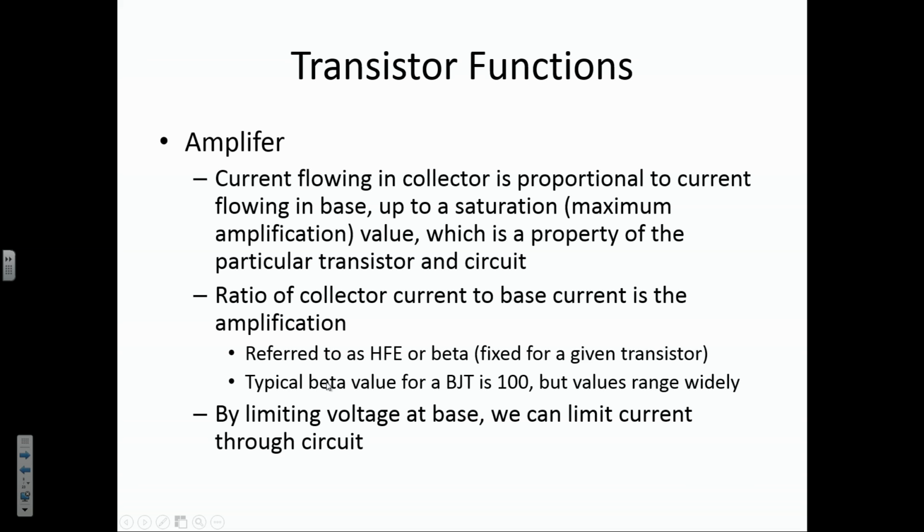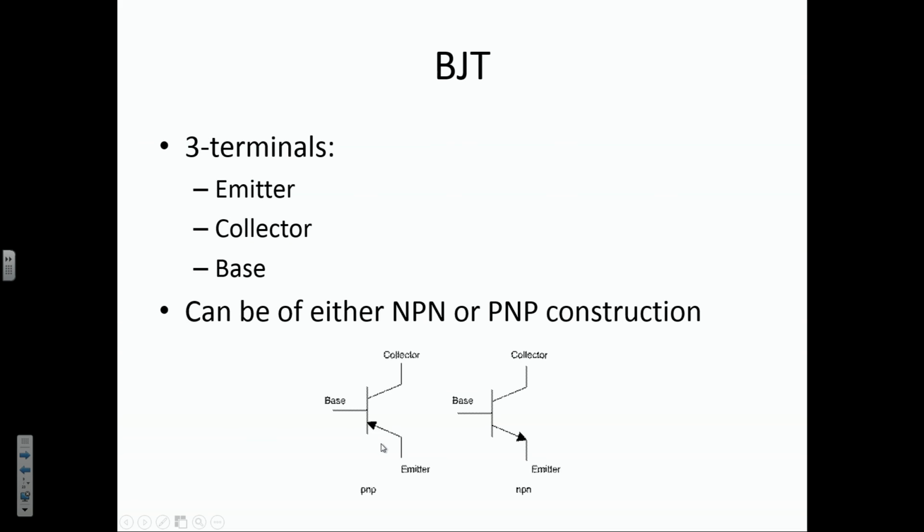So for example, if we have a base current of 1 milliamp, imagine what the current could be at max amplification in the collector if we had a max amplification value of 100. Okay, take 1 milliamp, multiply that by 100, and what do you get? You get 100 milliamps, right? Or 0.1 amps would be what you could move through the collector based on what the base current was. By limiting the voltage at the base, we can limit the current through the circuit. So we're able to do this by changing voltages at the base very readily. This all works very well.